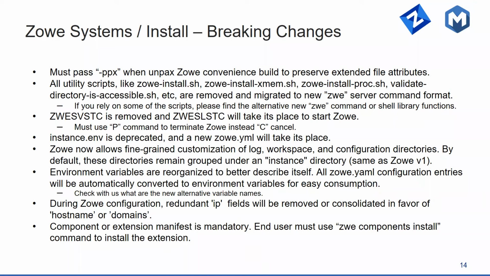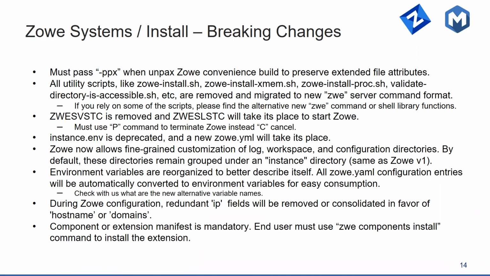ZWESVSTC is the original STC we use to start Zowe, and this is removed and replaced with ZWESLSTC. ZWESLSTC has better control of the started tasks. There's also another change: you cannot use C to cancel the Zowe job. You must use a P command to terminate it properly. The stop command will help the launcher understand and have a chance to kick in and shut down all the address spaces started by Zowe.